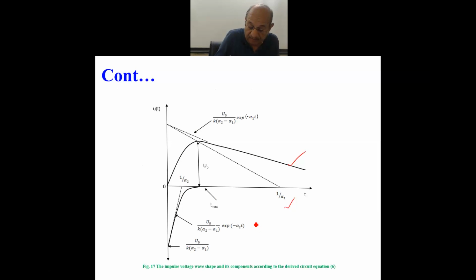Last time there was some problem. You can also work it out yourself. This works out to be alpha 2 by alpha 1 to the power of minus alpha 1 upon alpha 2 minus alpha 1.